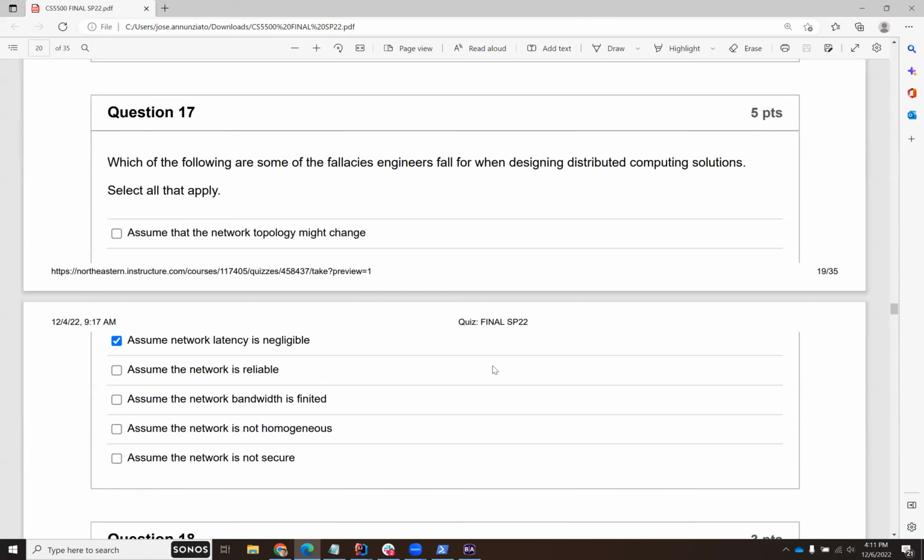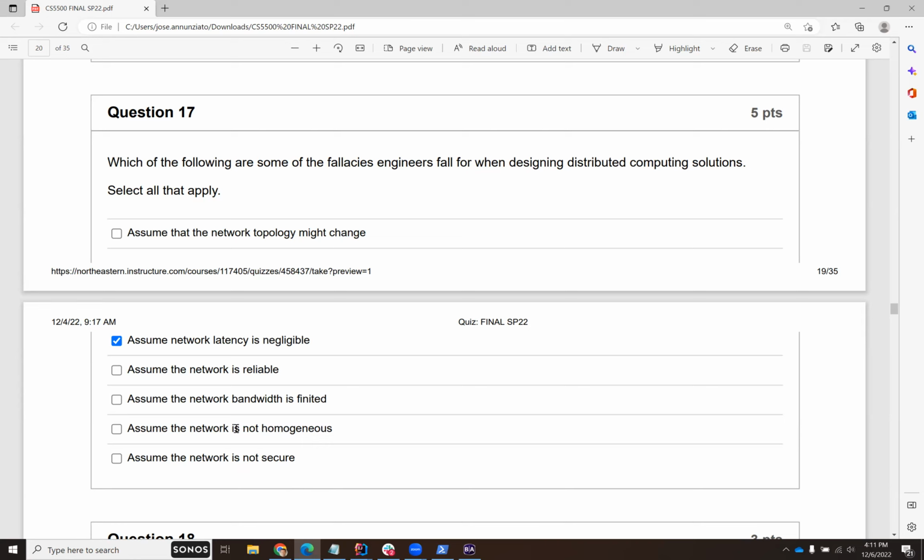This goes in the same topic of architecture and some of the fallacies that developers or engineers have, assumptions that they might have about the architecture, such as assuming that the network latencies are negligible. So this asks you, what are some of the fallacies? This one says, assume the network is not secure. Now, actually, that's a good thing, right? To assume that the network is not secure. That's a good thing. So it's not a fallacy.